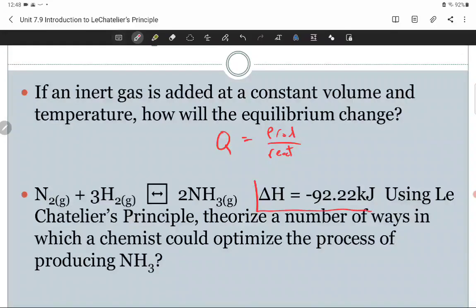There's also a delta H given, meaning that this is exothermic, and you could also manipulate the temperature. So if you wanted to make more ammonia, if you would chill this reaction, you would actually shift it from left to right also.